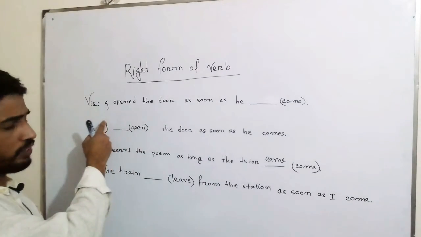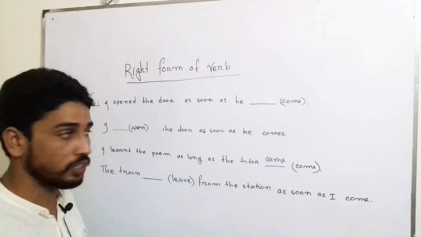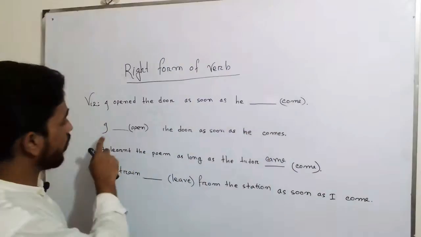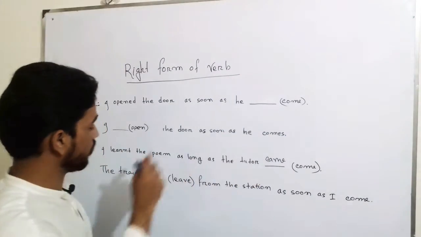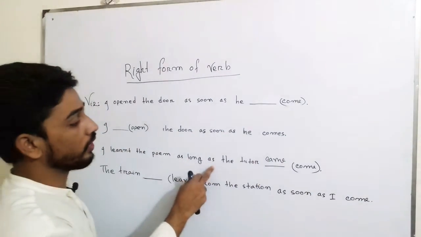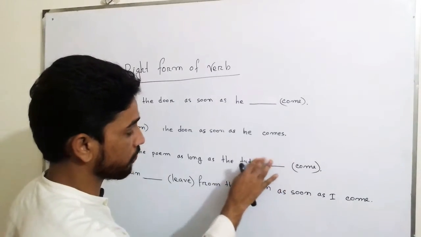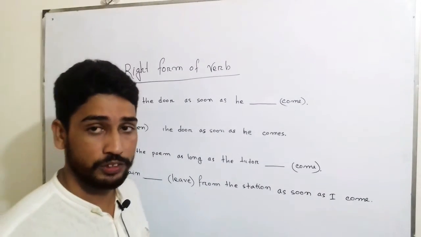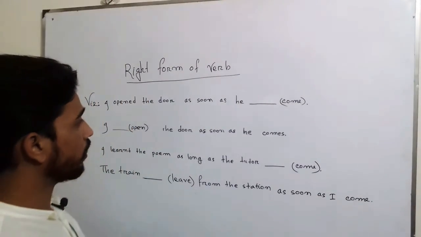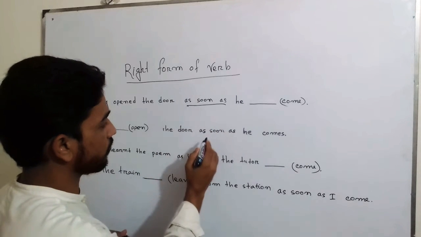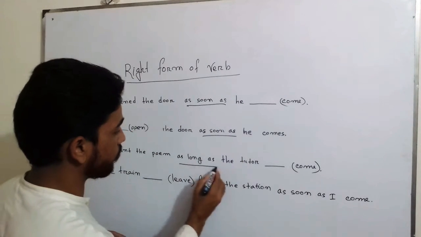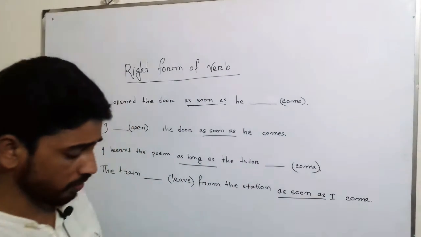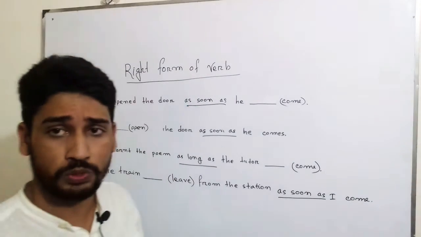The first widget means example. The first one: I opened the door as soon as he come. The second: I opened the door as soon as he comes. The third: I learned the poem as long as the tutor come. The fourth one is: the train leave from the station as soon as I come. So here we can see there is a conjunction here, as soon as, and here also as soon as, and here as long as, and also as soon as. So this conjunction is very important here.